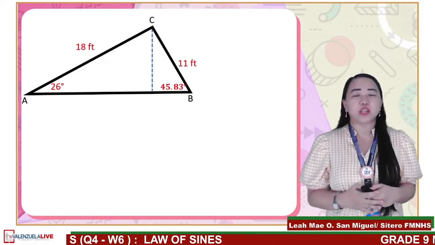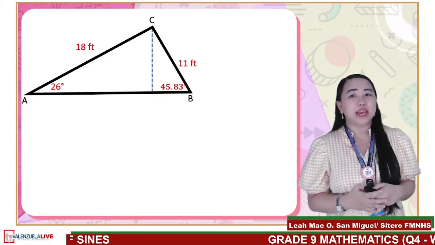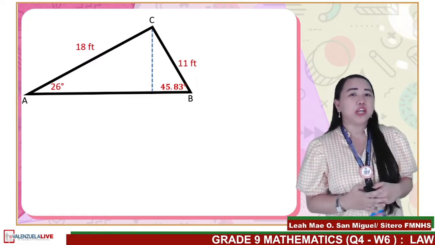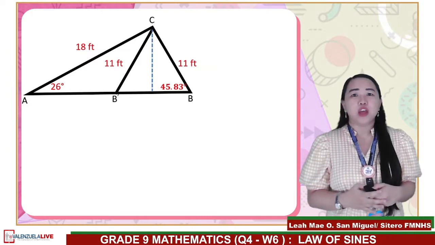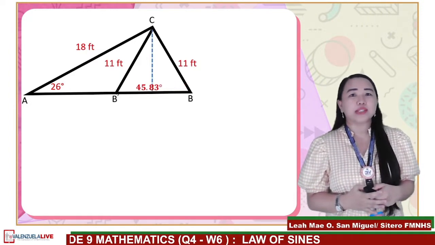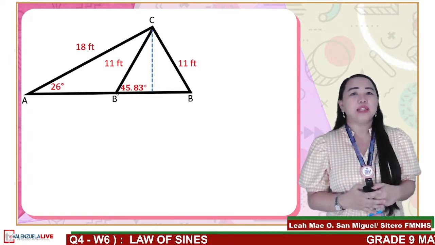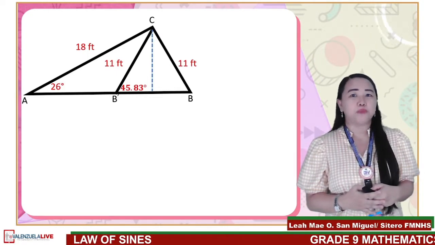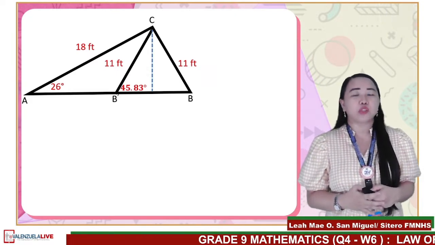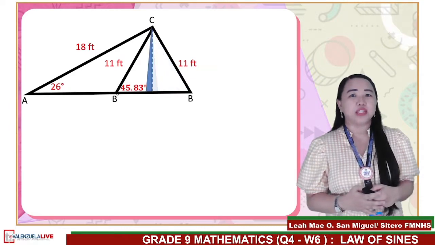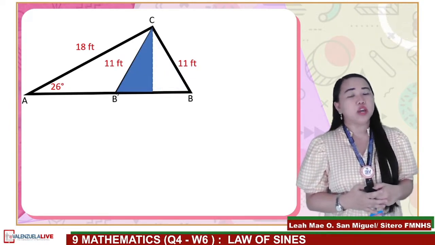To see a clear picture of how it will look like, refer to this figure. Where angle A is equal to 26 degrees, side b is 18 feet, and side a is 11 feet. And the measure of angle B is 45.83 degrees. From vertex C, draw a segment to side AB where the length is equal to 11 feet and label the point intersected as B prime. In this illustration, angle CB prime B is also 45.83 degrees.